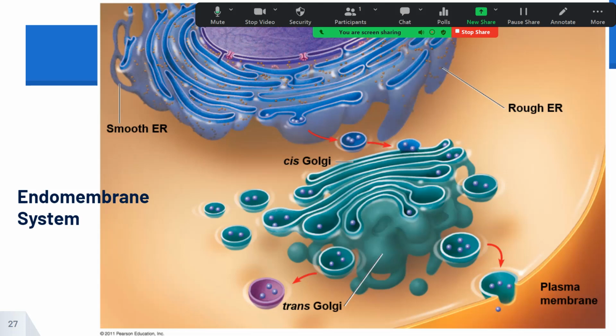And so secretory proteins will be released through the Golgi apparatus. So they're going to transport it and ship it to the plasma membrane. So the endomembrane system is really all of those membrane-bound organelles that are working together to process things like proteins and lipids.